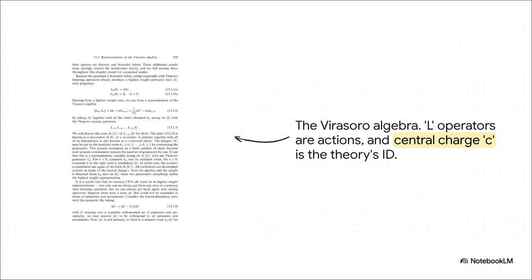These L operators you see, they're like the verbs of this grammar. They're the actions, the things you can do in the theory. But the really cool part is that little letter C. That's the central charge. Think of it like a unique ID number, a serial number, for each and every possible conformal field theory. If you change C, you're literally talking about a different universe with a whole new set of rules.